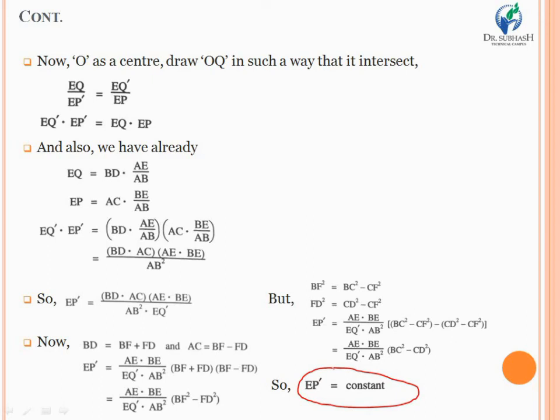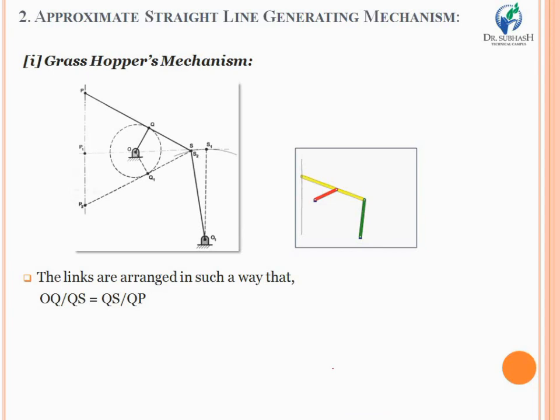Now we are going to discuss a few more types of special mechanisms that come under the category of approximate straight line generating mechanisms. Look at this screen. The first and most important type of special mechanism is the Grasshopper mechanism. Particularly in this mechanism, the slider of the Scott-Russell mechanism is replaced by a turning pair. So ultimately the entire mechanism becomes the Grasshopper mechanism. Now in this mechanism, link AS is the turning pair, and it is perpendicular to link OS.